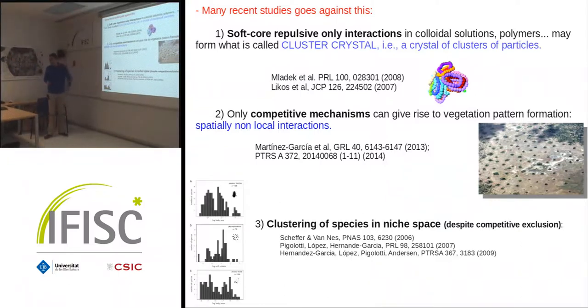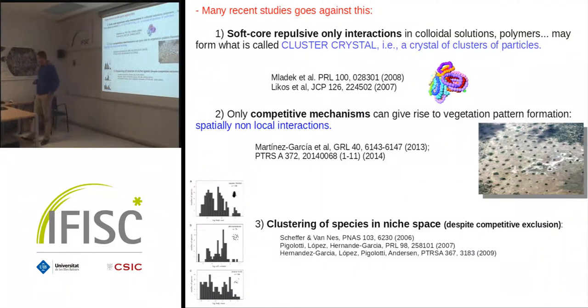Also, we already did some years ago, we started essentially in biological systems when Simone Pigolotti was here. We read a very nice paper by Scheffer and van Nes, a very influential paper, where they studied the clustering of species in the niche space. Despite the competitive exclusion, that means that you cannot have species very, very similar to the others because of the competition. But these guys saw already, and we entered with Pigolotti, with Simone and also with Ken Anderson, into the analytical details to try to explain why. Well, what they show is that the species tend to cluster, even if they compete.